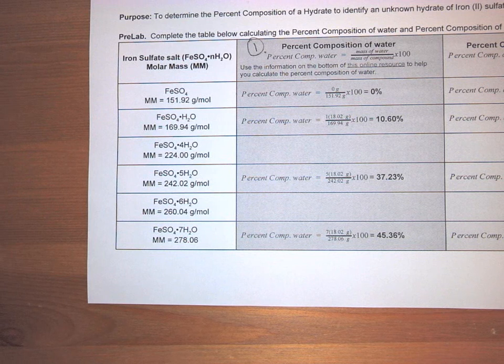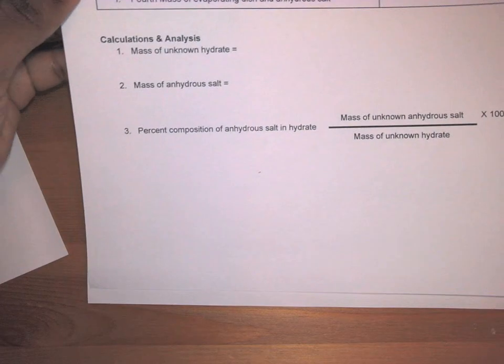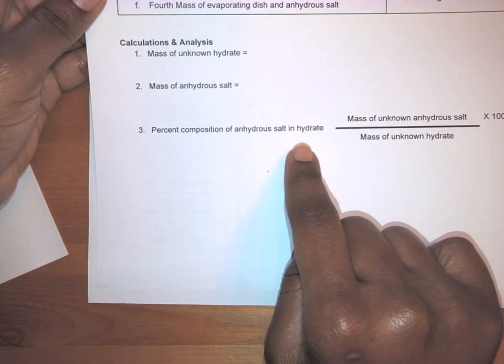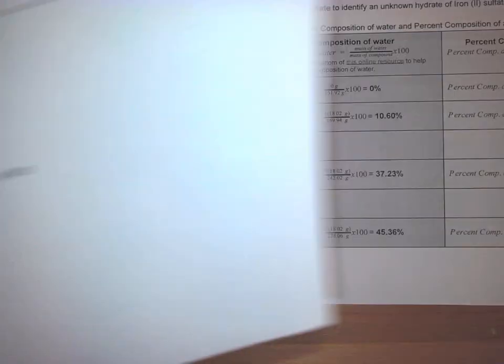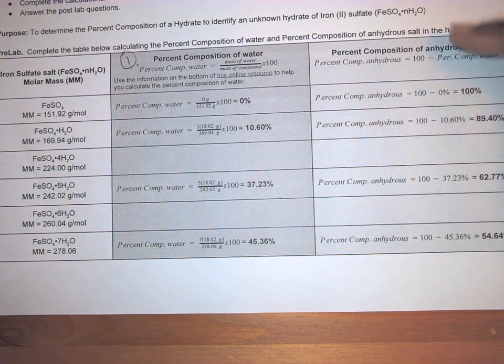And then you're going to use that data to determine, this will be in your calculation section, the percent composition of an anhydrous salt, okay? And whatever number you get here, you're going to compare it to the values in the last column of this PreLab table and use that to identify your unknown.